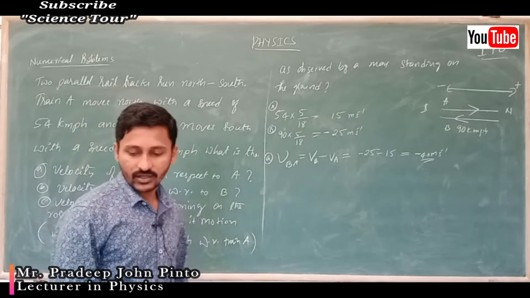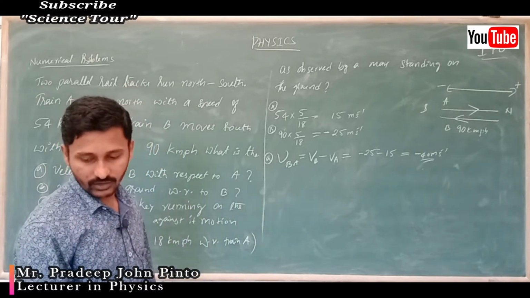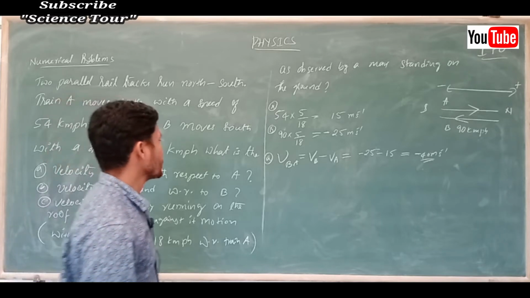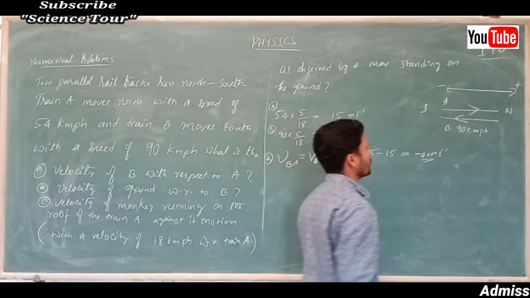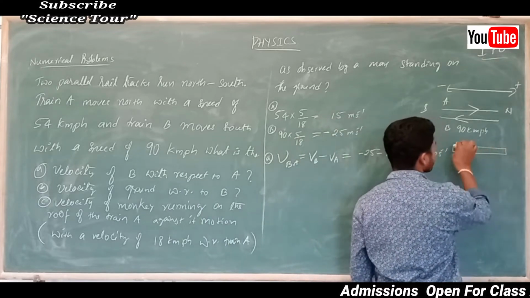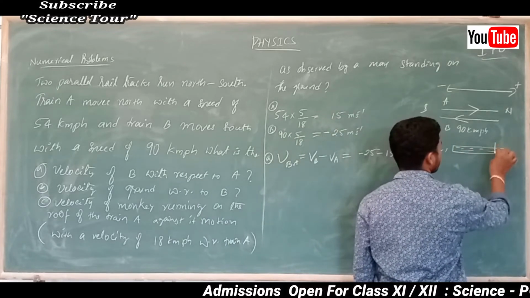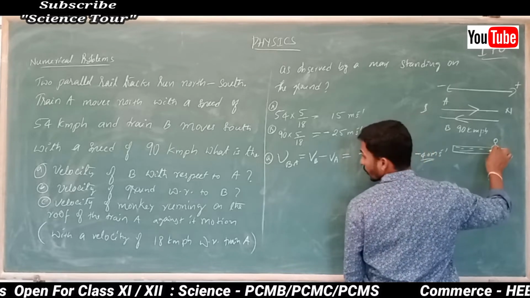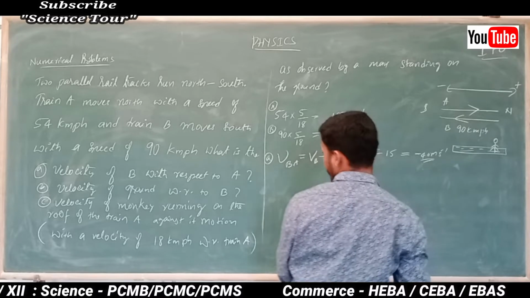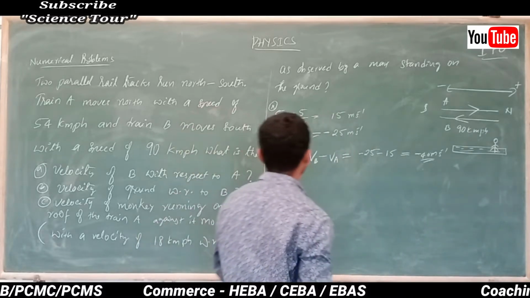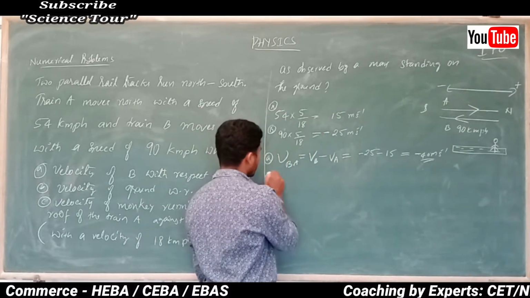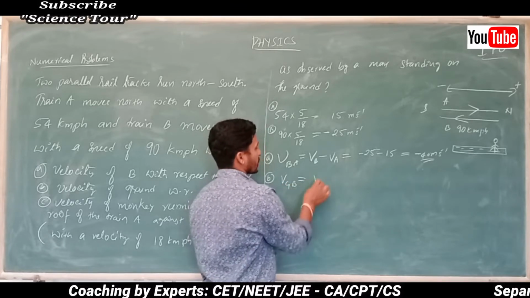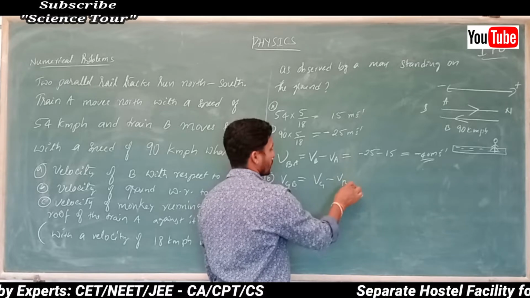Next, the question is the velocity of ground with respect to B. Is the ground moving? No, the ground is not moving. Say a person is standing here. Velocity of ground with respect to B, that is the velocity of ground with respect to me, means Vg minus Vb.